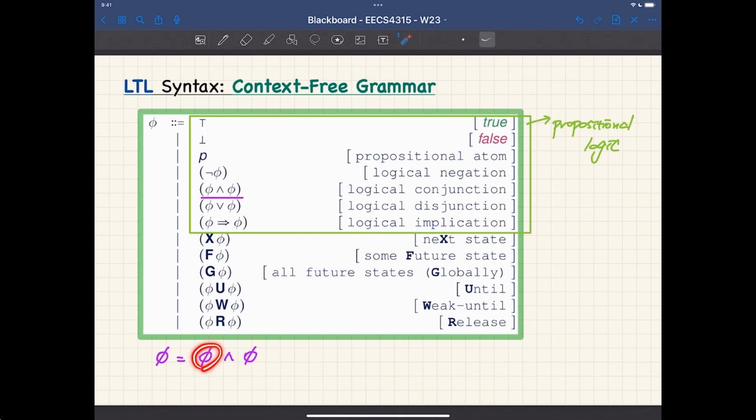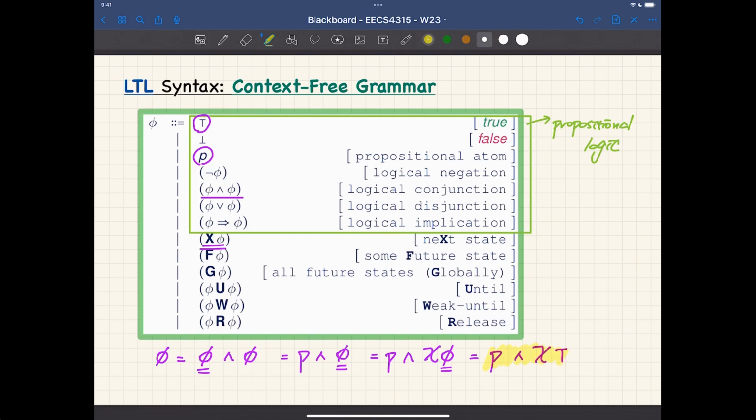For this left phi, I want to instantiate it by maybe some proposition, let's say P, so it becomes P and phi. This part here is still yet to be instantiated. In that case, I can choose P and X phi. And then phi over here can also be instantiated in any way you like, let's say true. So X true. This is a formula that's valid according to the syntax.